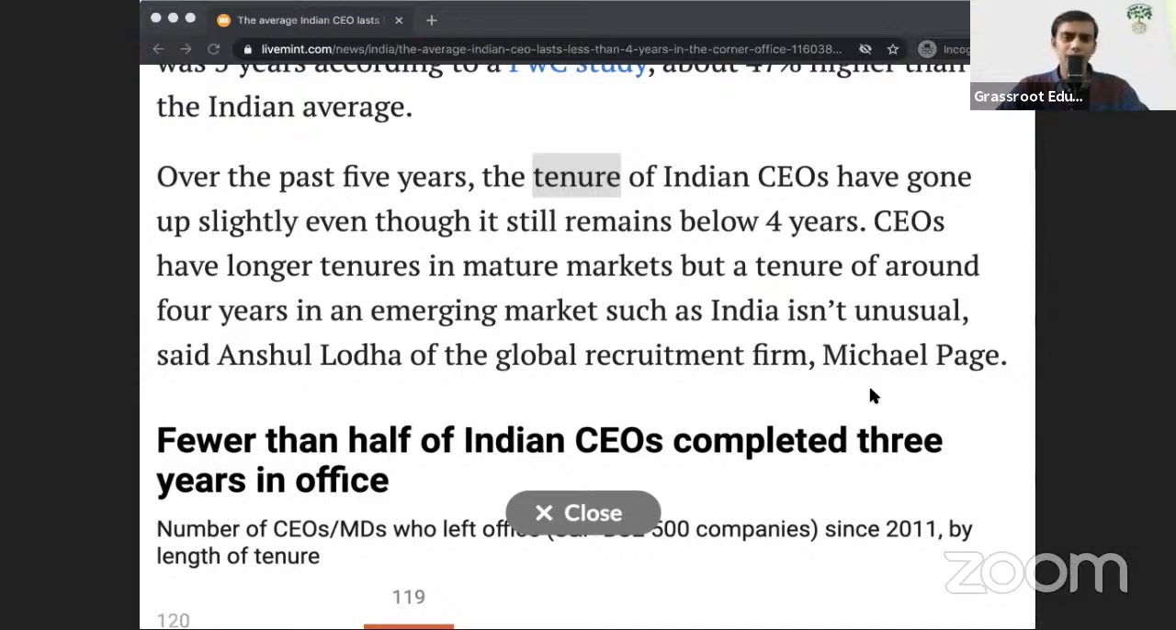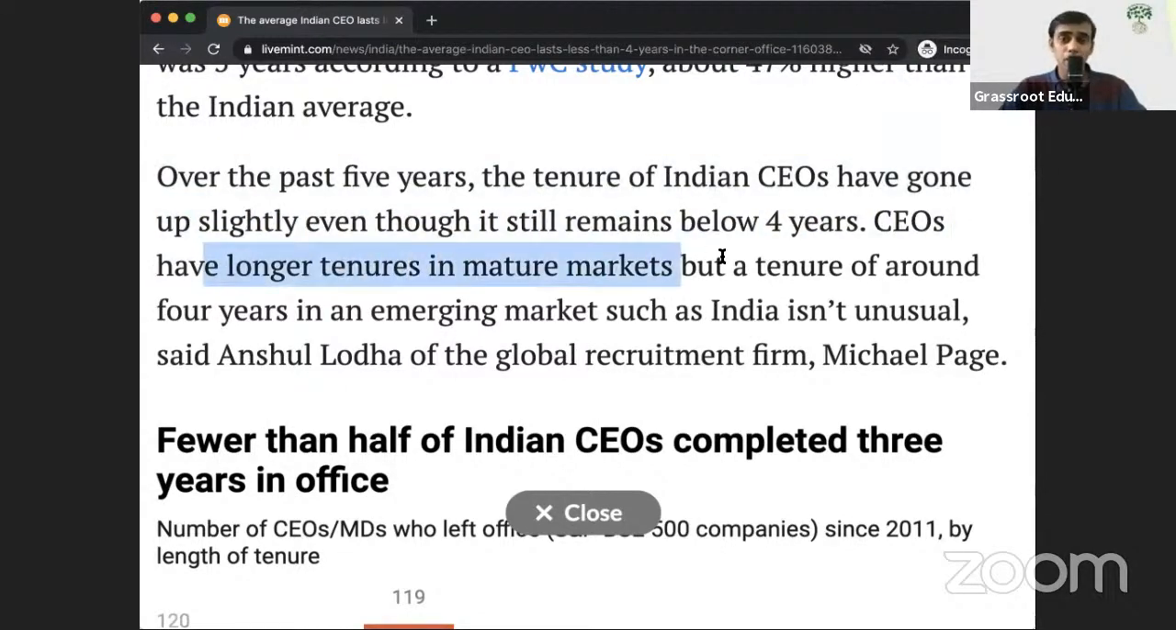So tenure, correct. Tenure is basically the duration for which a particular person is in a particular position. So the tenure of the prime minister, tenure of the manager, tenure of this contract. Some kind of position for a particular period. Yes, good. The tenure of Indian CEOs has gone up slightly, even though it still remains below 4 years. CEOs have longer tenures in mature markets, but a tenure of around 4 years in an emerging market such as India isn't unusual, it said.